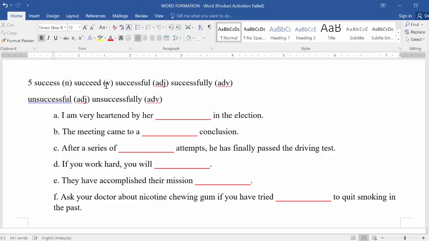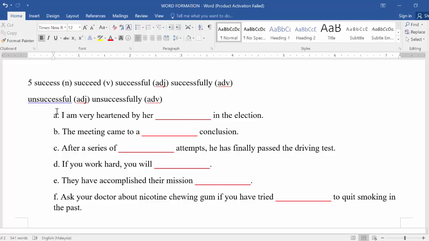Next one, succeed. Succeed here is a verb. Succeed means that you manage to accomplish something, or you manage to achieve something. That is the meaning of succeed, verb. Next one, adjective, successful. We use successful to describe something. Okay, a successful performance means that this performance is done very well.